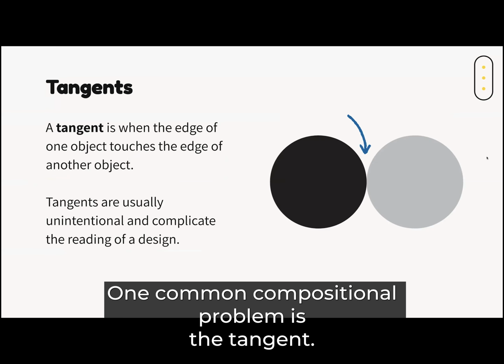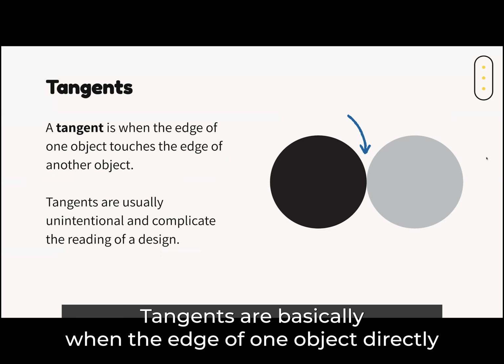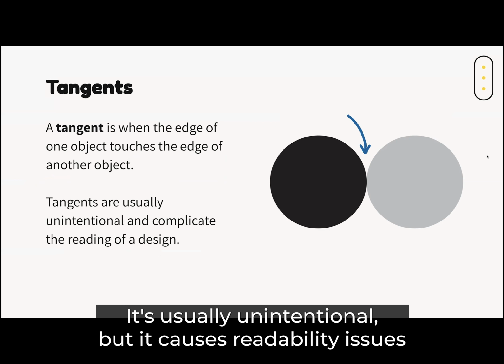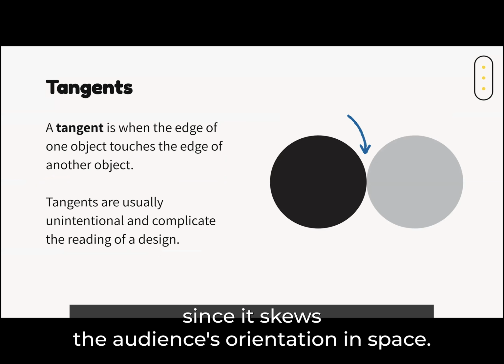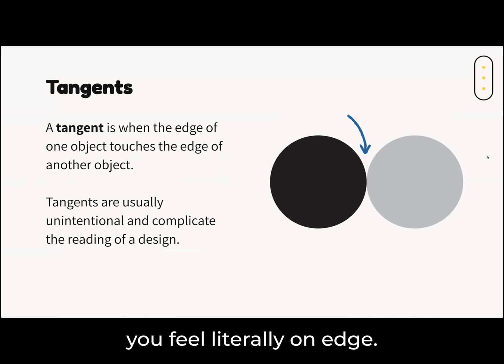One common compositional problem is the tangent. Tangents are basically when the edge of one object directly touches the edge of another object. It's usually unintentional, but it causes readability issues since it skews the audience's orientation of space. It's also kind of claustrophobic and makes you feel literally on edge.